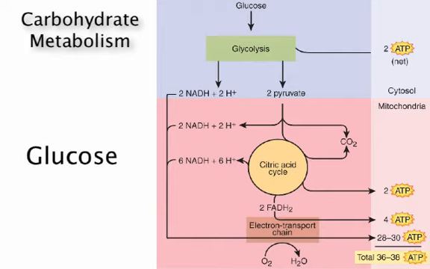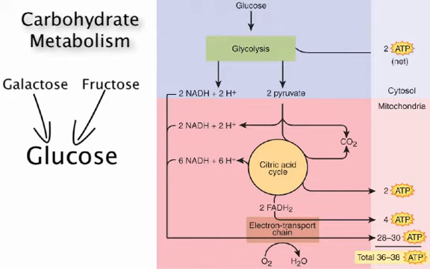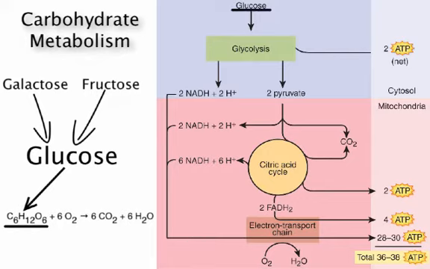Most dietary carbohydrate is burned as fuel within a few hours of absorption. Galactose and fructose are quickly converted to glucose, which is catabolized in this reaction. This reaction transfers energy from glucose to ATP.